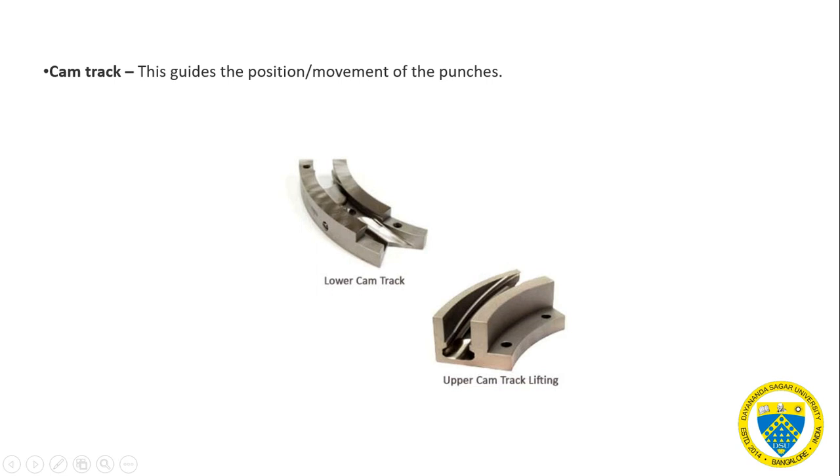And then we have cam tracks. Cam tracks are placed on the lower side as well as the upper side of the compression machine. These are the tracks which guide the movement of the punches, the lower punch and the upper punch. They guide how the punches will move within the compression machine, so that the upper punch and lower punch can move in a proper direction without undergoing any changes.